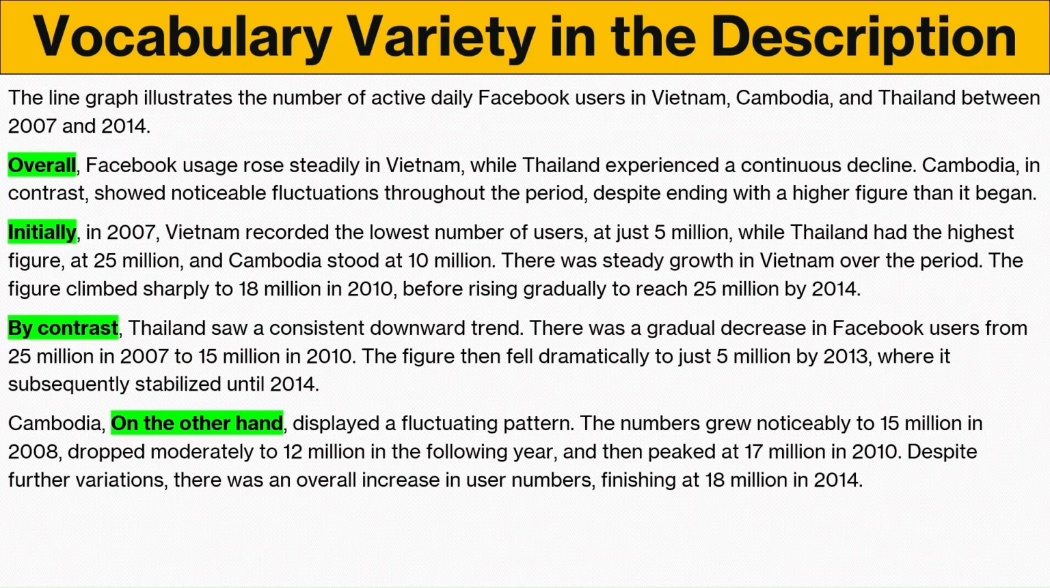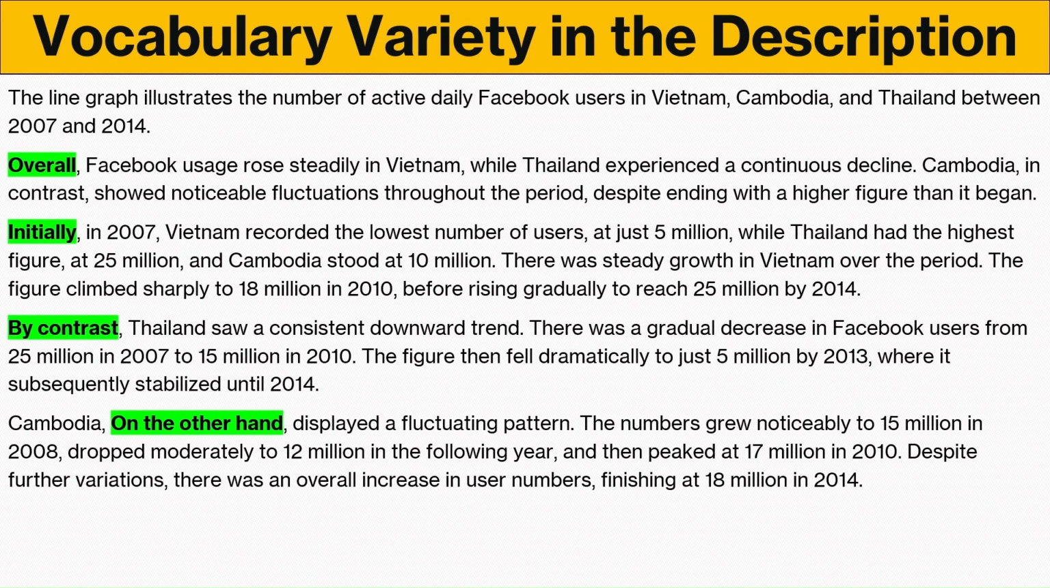The key point is precision. We are not using synonyms randomly. Each word matches the pattern shown in the graph: sharp increases, moderate drops, and noticeable fluctuations. This is what examiners refer to as a range of vocabulary used appropriately. Vocabulary variety is not about using complicated words. It is about choosing accurate words and avoiding repetition.